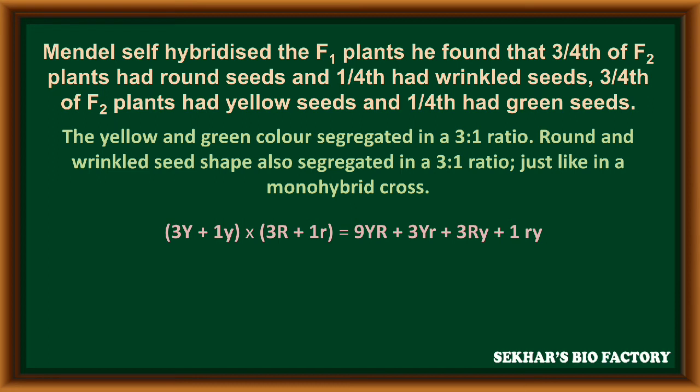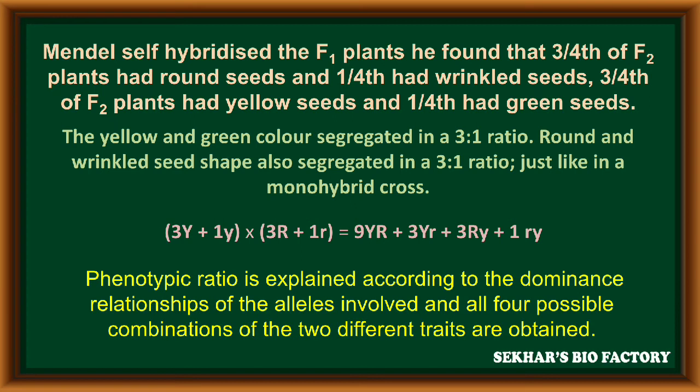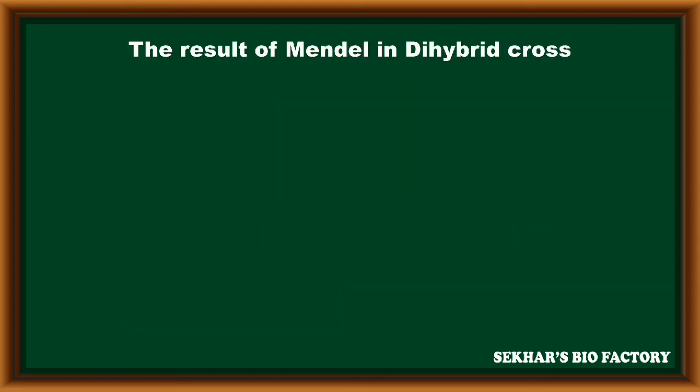(3 capital Y plus 1 small y) into (3 capital R plus 1 small r) is equal to 9 capital Y capital R, 3 capital Y small r, plus 3 small y capital R, plus 1 small r small y. In this way, we got the phenotypic ratio from the monohybrid crosses. The phenotypic ratio is explained according to the dominance relationship of alleles involved, and all four possible combinations of two different traits are obtained. This is the result of Mendel's dihybrid cross experiment.